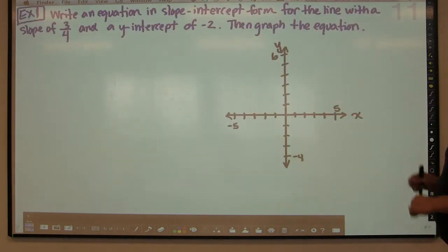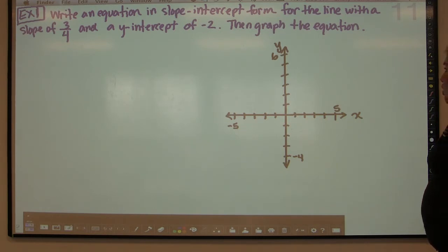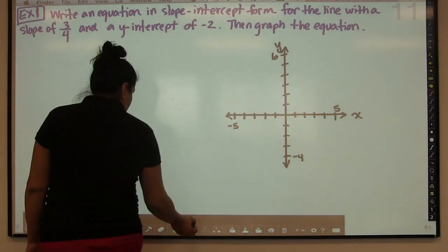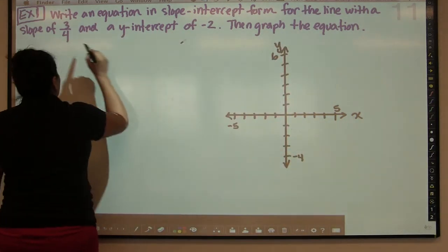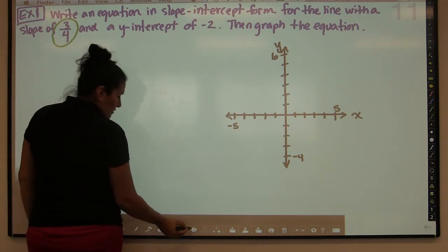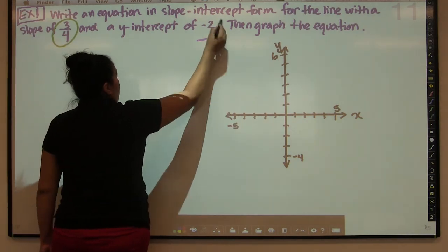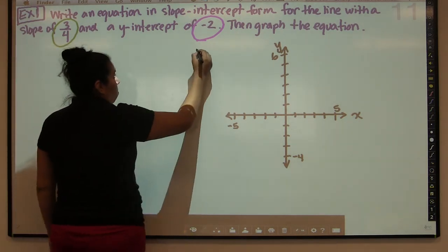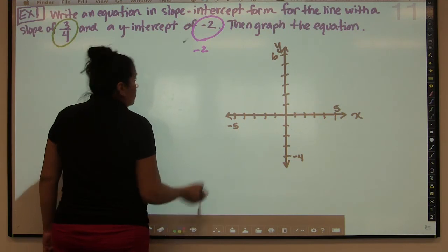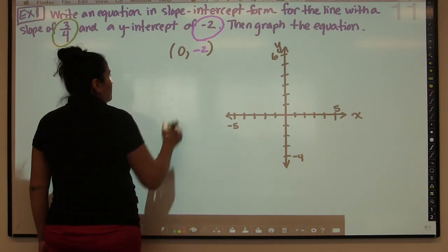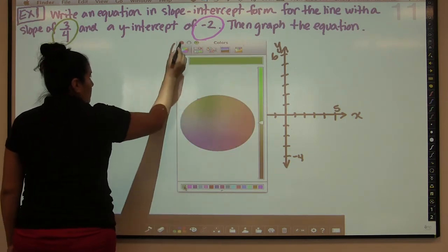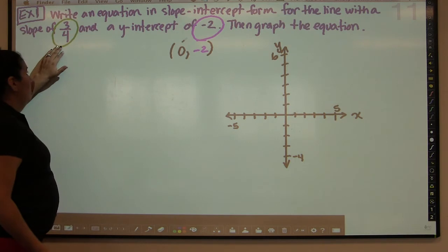So, we get to our example, and here we go. It says, write an equation in slope-intercept form for the line with a slope of 3/4 and a y-intercept of -2. So right off the bat, we know that there's our slope, and this is the y-coordinate of the y-intercept. That should actually be written like this, (0, -2), and of course our slope is m equals 3/4.